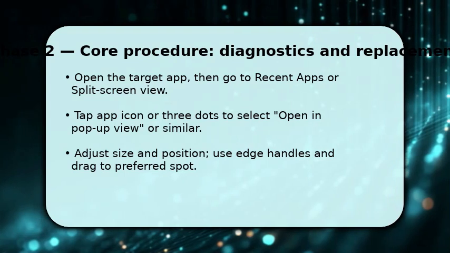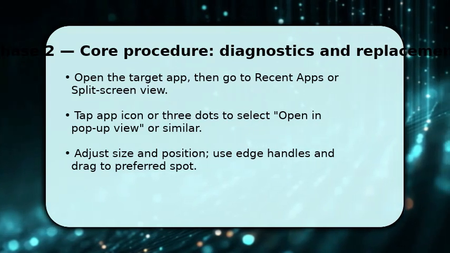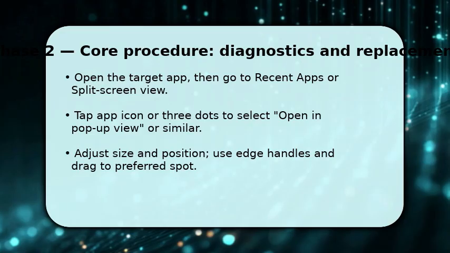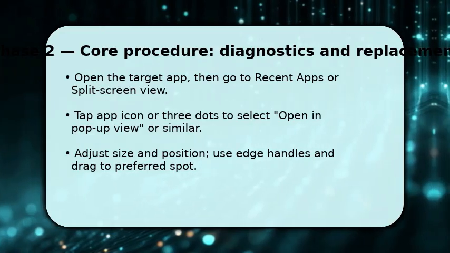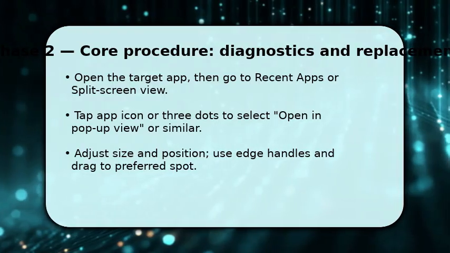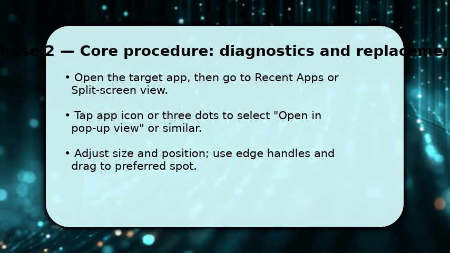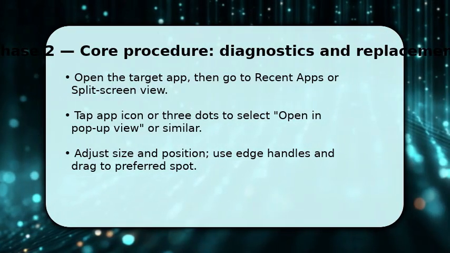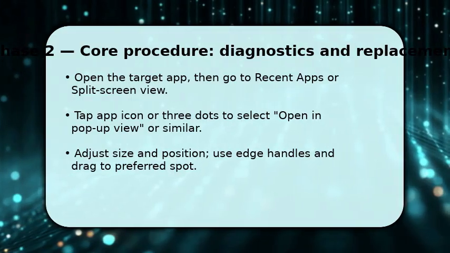Now you create the pop-up. Open the app, then open Recent Apps or long press the app icon in the launcher. Choose Open in Pop-up View or Pop-up Window. Different Tecno UI labels behave similarly. Drag the window by its title bar, resize with corner handles, and use the controls to minimize or pin.